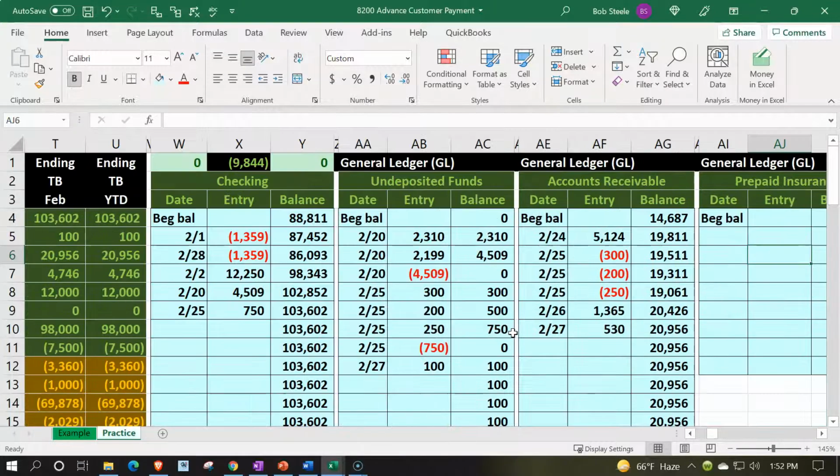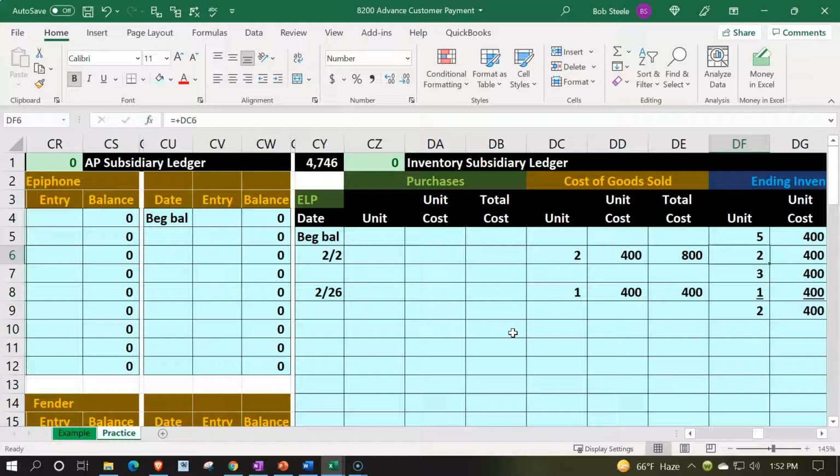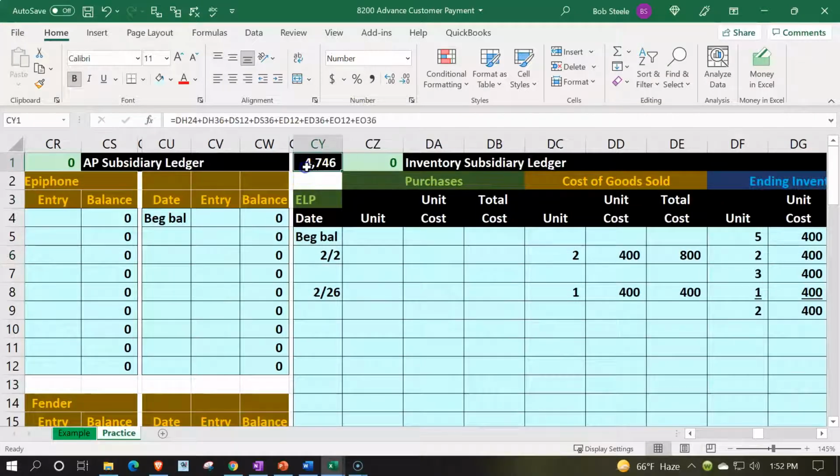So let's go all the way back on over to the subledger. So this is the inventory, which is indeed at the 4746. And then we need to be taking a look at the subledger for the accounts receivable. So let's go on back to the AR. Let's go to the AR.